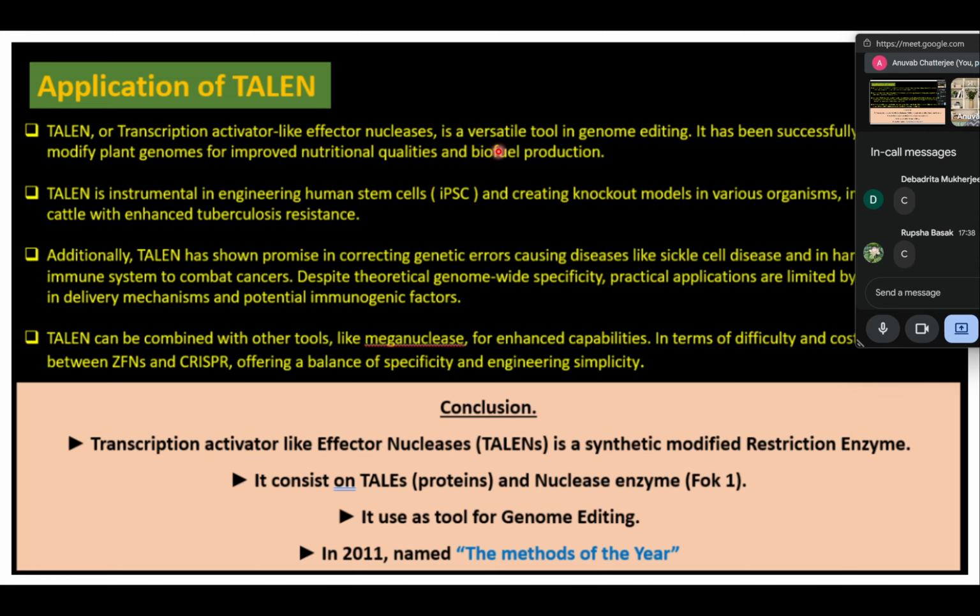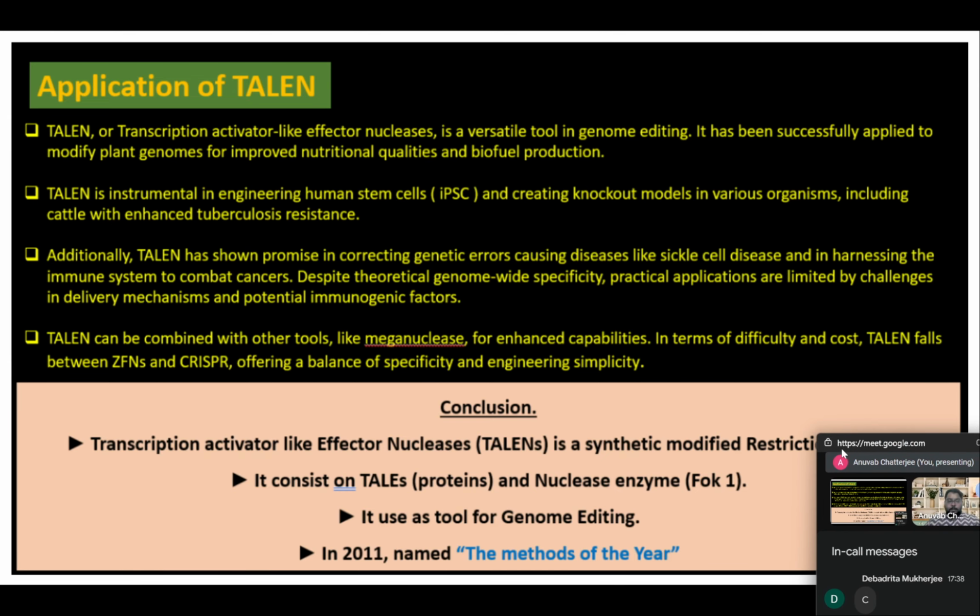So what are the applications of TALEN? TALEN is a versatile tool for genomic editing. It is instrumental for engineering of iPSCs, human induced pluripotent stem cells, and it has been used to fix and treat diseases such as sickle cell disease, as well as to combat cancer, and can be combined with other tools such as meganucleases to enhance its capability. In terms of difficulty and cost, TALEN falls between the zinc finger nucleases and CRISPR, offering a balance between specificity and engineered simplicity.